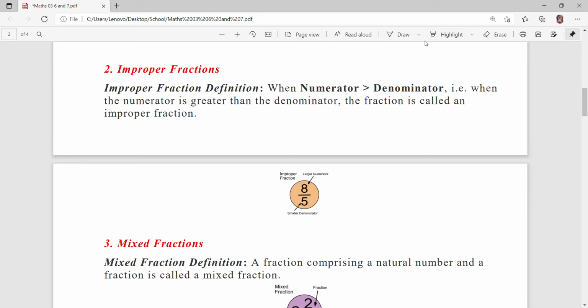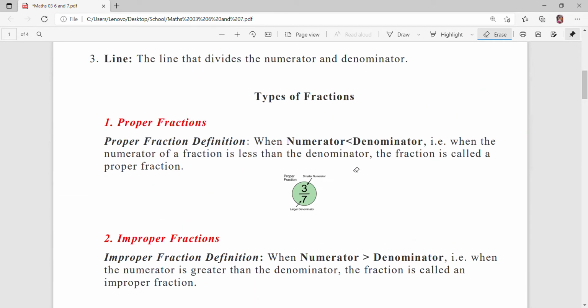Let us take an example. 9 divided by 2. Is it a proper fraction or improper fraction? Yes, it is an improper fraction because 2 is the smallest number, 9 is the greatest number. So this statement is true for an improper fraction. What do you mean by improper fraction? Numerator is greater than denominator. What do you mean by proper fraction? Numerator of a fraction is less than denominator.